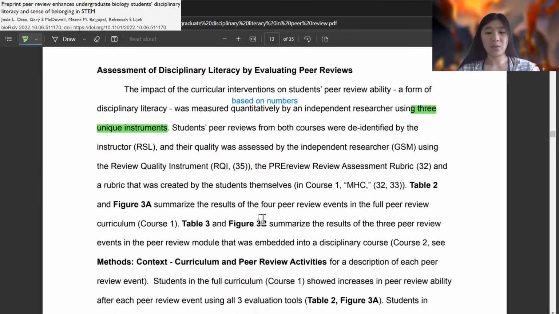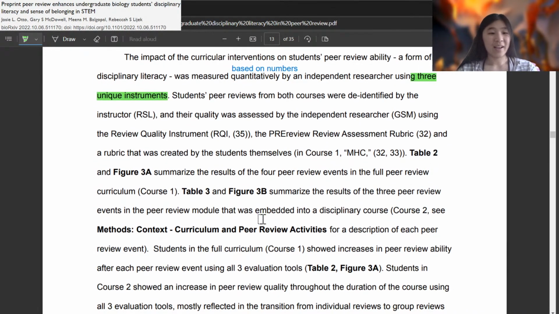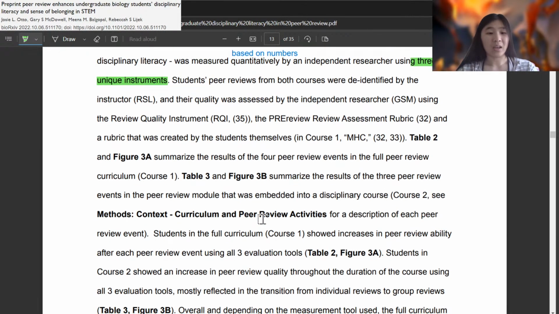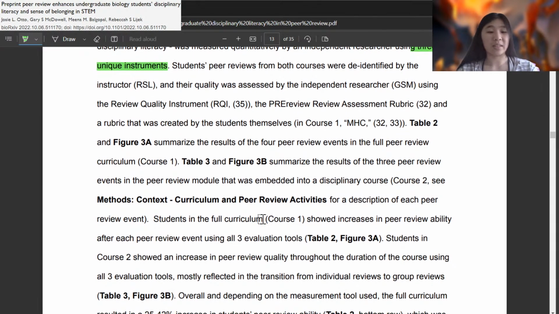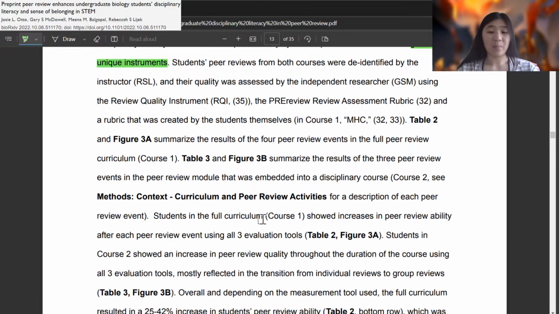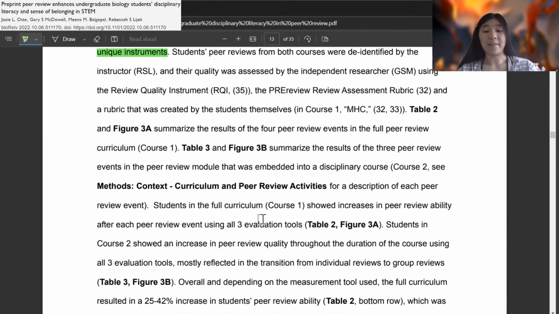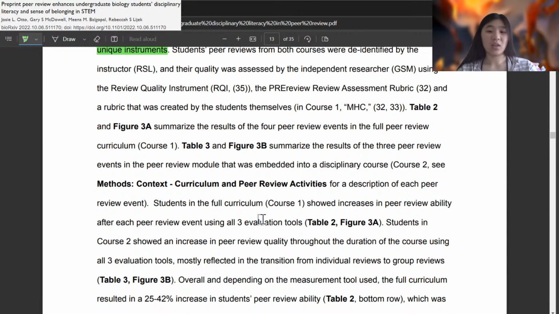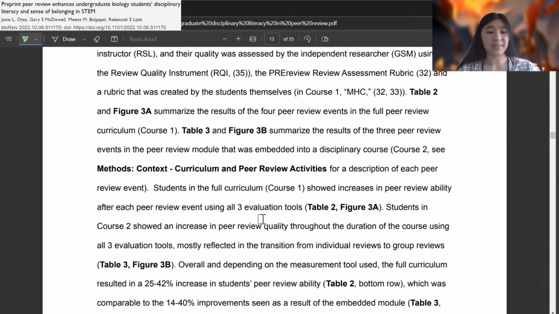The pre-review assessment rubric, and a rubric that was created by the students themselves. Table 2 and Figure 3A summarize the results of the 4 peer review events in the full peer review curriculum. And then Table 3 and Figure 3B summarize the results of the 3 peer review events in the peer review module that was embedded into a disciplinary course. So as a reminder, there was a full-length peer review education for a semester-long course, and then there was also just a single workshop for a single course or disciplinary course.